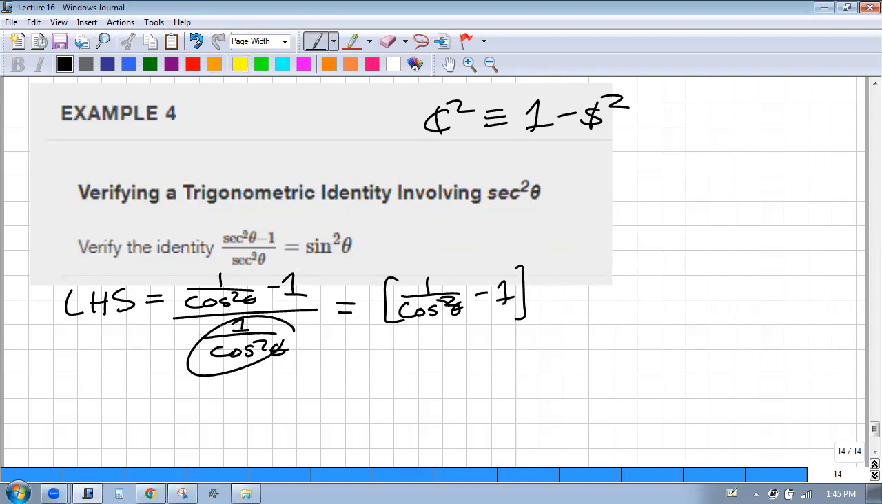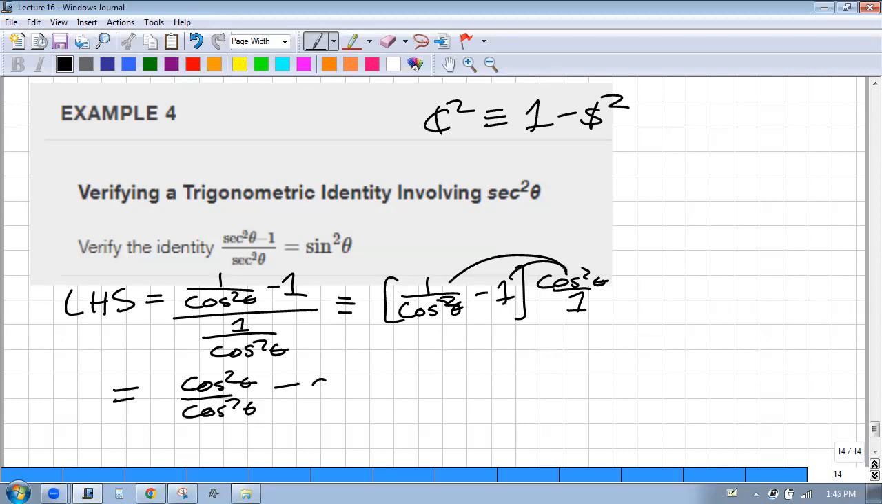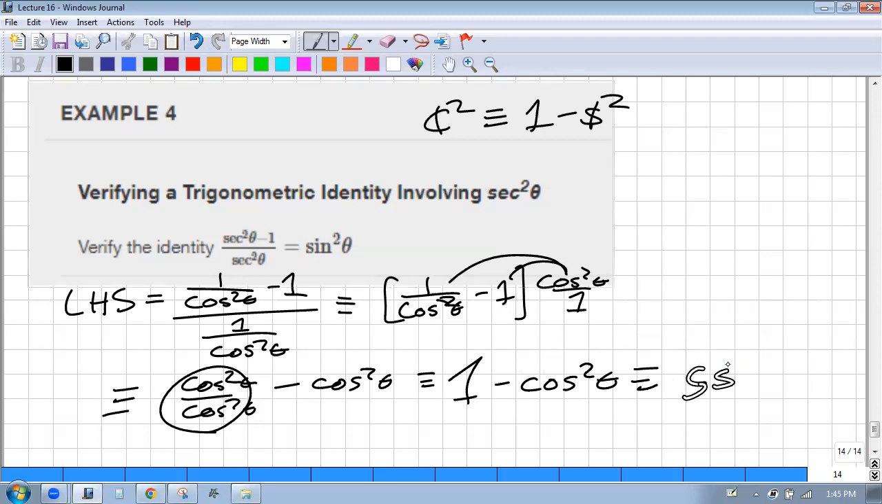Instead of dividing by this fraction, I will multiply by its reciprocal. So if I distribute this, I will have cosine squared over cosine squared, and then minus cosine squared. This is just 1. And what do you know? 1 minus cosine squared is always sine squared. Sine squared is always 1 minus cosine squared. So 1 minus cosine squared is always sine squared. That's the other side. Does that make sense?